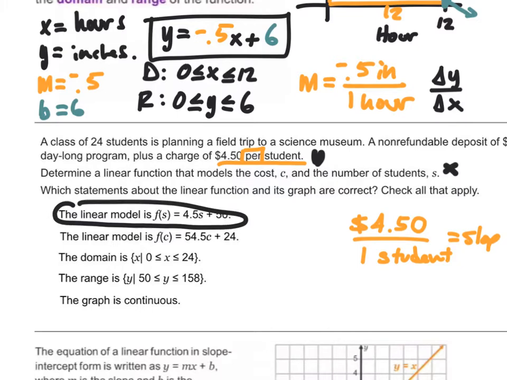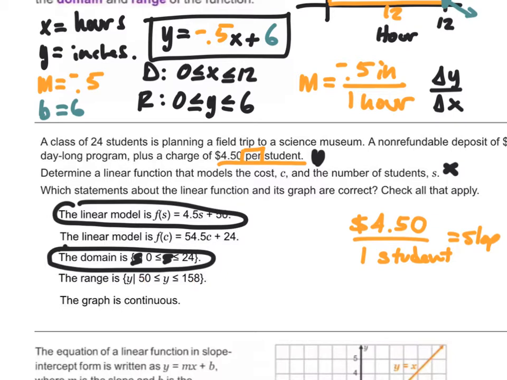Now the domain. Our maximum cost is going to max out after we've had 24 students. And so our domain is pretty clear that our x values exist between 0 and 24. You could say that is our domain, but we should probably be using the variable s. But we'll see. The next one says the range goes from y equals 50 to 158.